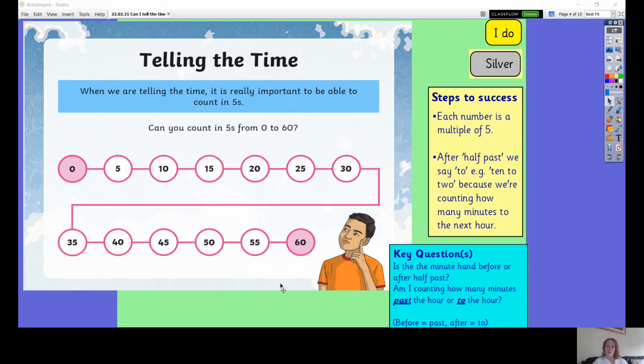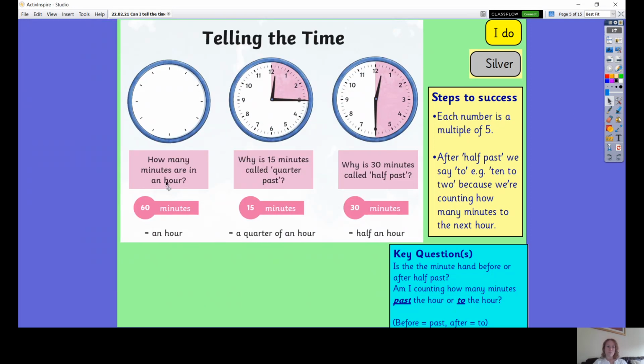If you're not very confident at counting in 5s, you can pause here. You can just use your finger on the screen to count up and down in 5s until you feel quite confident, because it will help you to tell the time to the nearest 5 minutes. It's going to be really tricky to tell the time if you can't do that, so make sure you feel really happy doing it. Don't worry about going backwards. That was just for fun, as long as you can count up in 5s. Let's move on to the lesson.